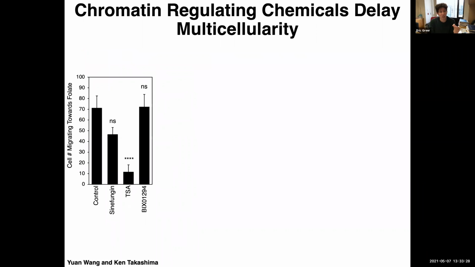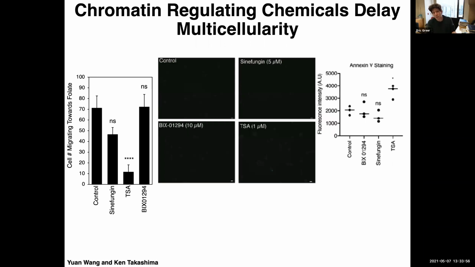To test this, we initially performed chemotaxis assays. Dictyostelium can move towards a chemical gradient exceptionally well. So we measured whether administering these chemicals which slow multicellularity also affected other properties. What we found was that while TSA did significantly decrease the rate of chemotaxis, neither sinefungin nor BIX significantly affected chemotaxis capacity. Additionally, we measured their effects on apoptosis. And again, while TSA did have a significant effect on apoptosis, neither sinefungin nor BIX did. So this suggests that, at least for these histone methylation inhibitors, they could be relatively specific for this phenotype of multicellularity without generally making the Dictyostelium sick.